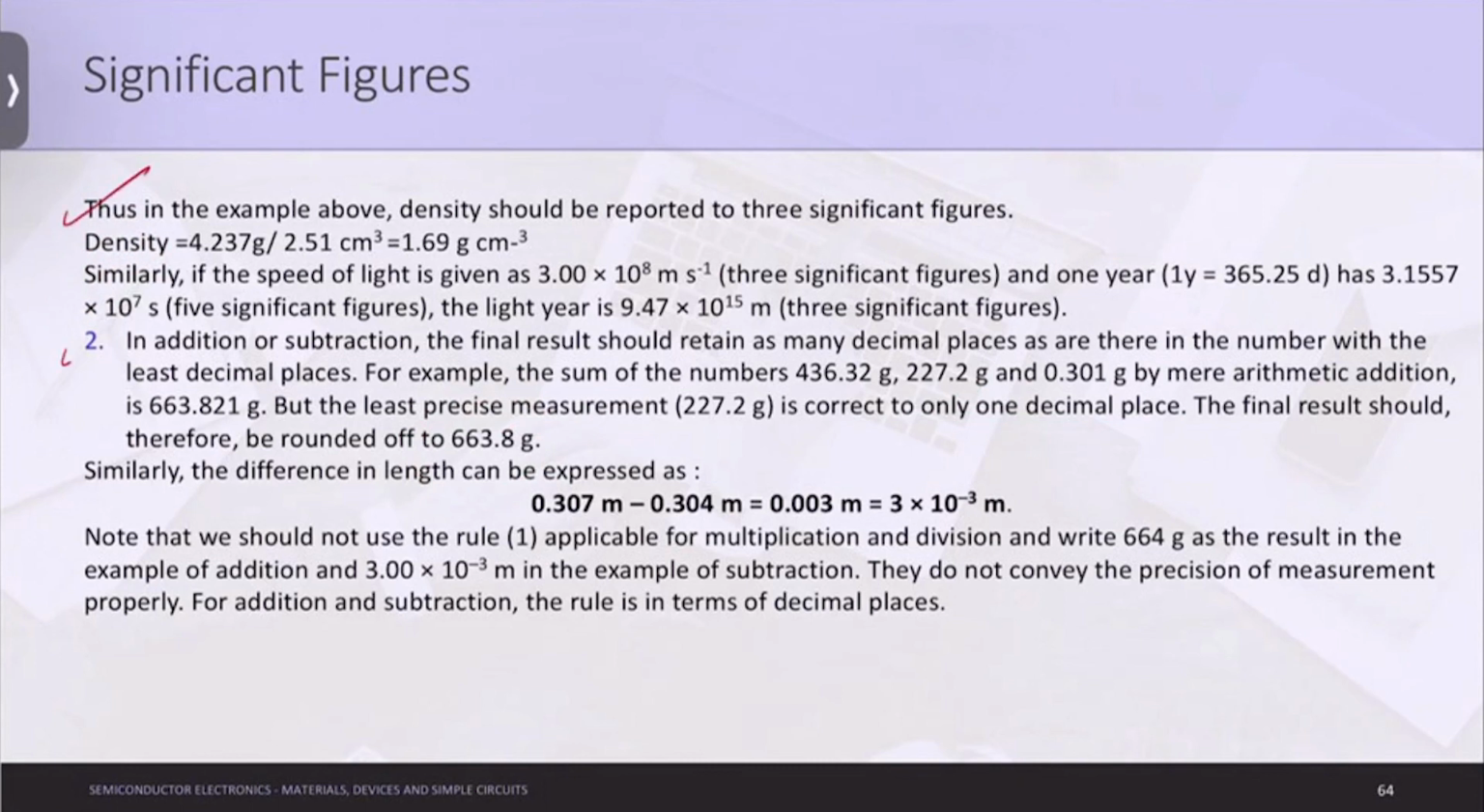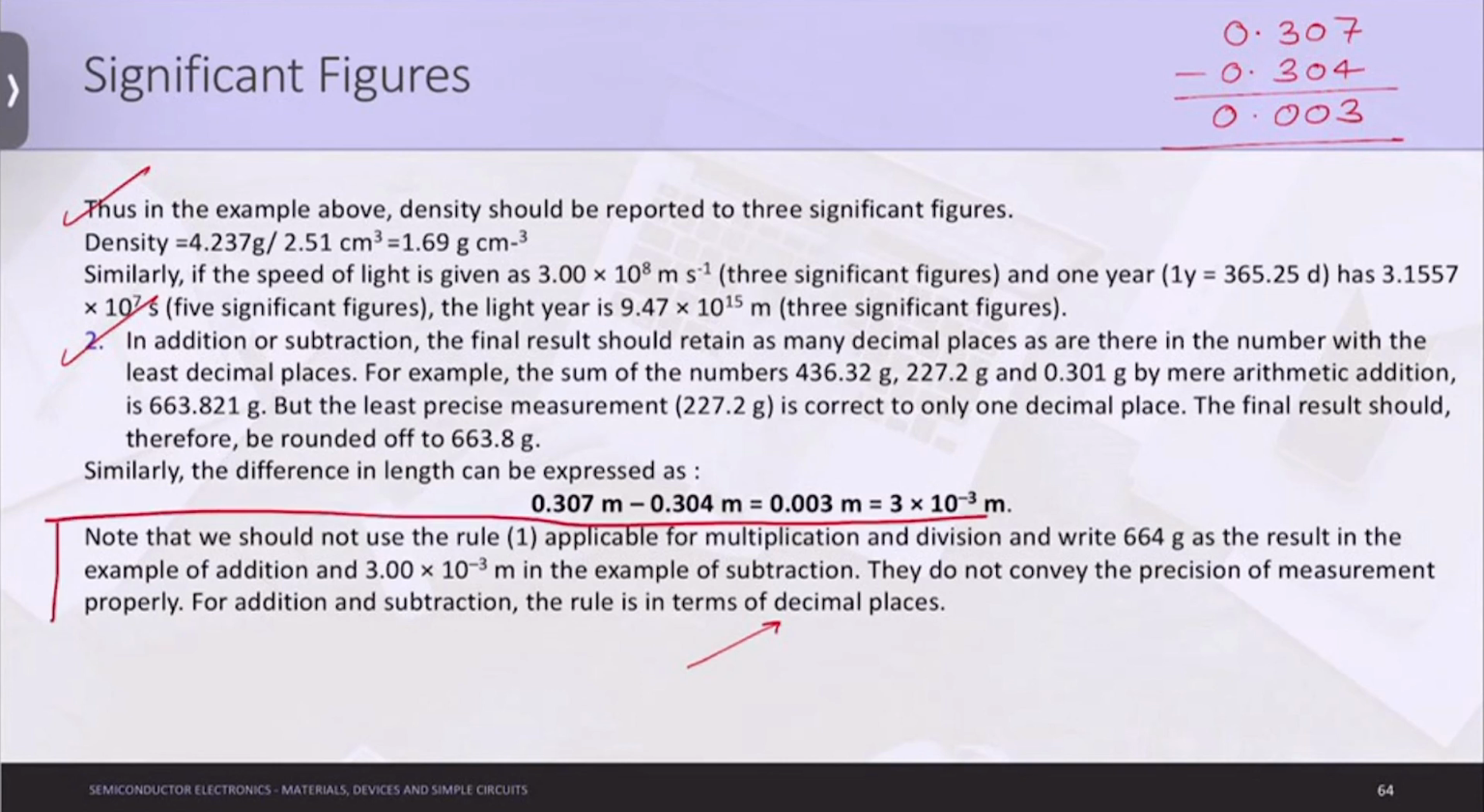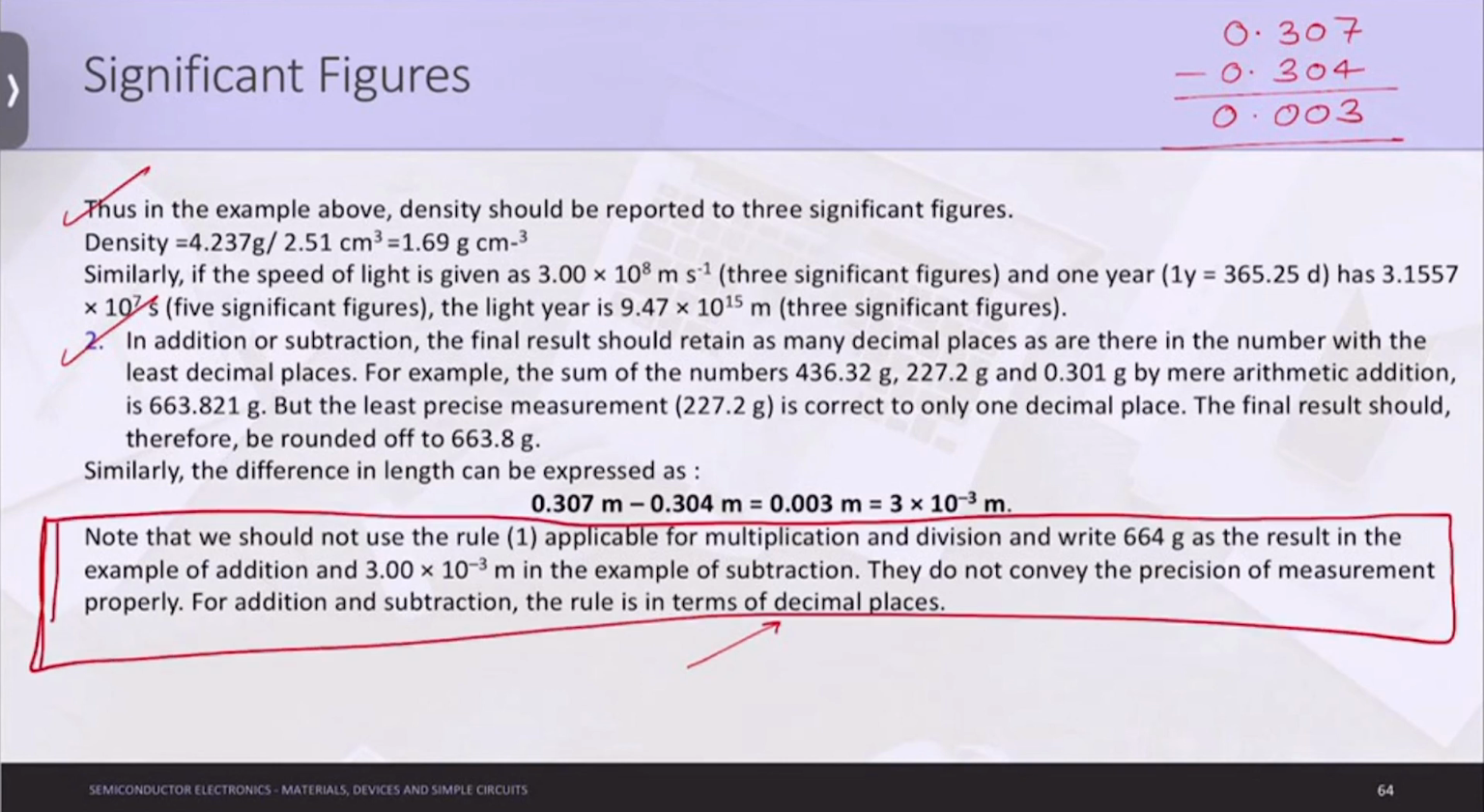Fine, so this thing is done. Similarly, the difference in length can be observed, if you are trying to find this. Now note that we should not use rule 1, applicable for multiplication and division, and write 664 grams as the result in the example of addition, and 3.00 and 24 minus 3 in the example of subtraction. They do not convey the precision of the measurement properly. For addition and subtraction, the rule says in terms of decimal places only. So again, it's a very important note. Just try to repeat it again and again so you will understand this much more clearly.